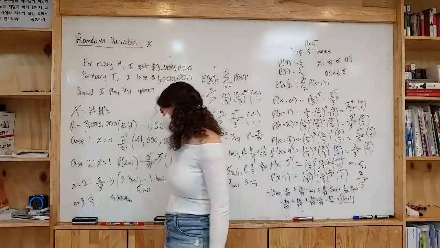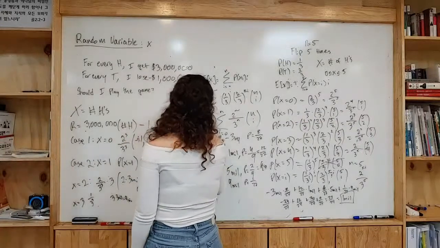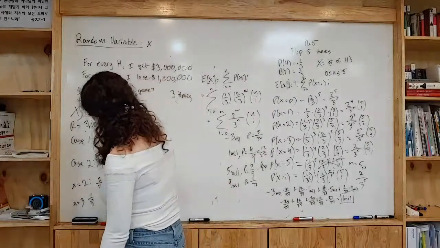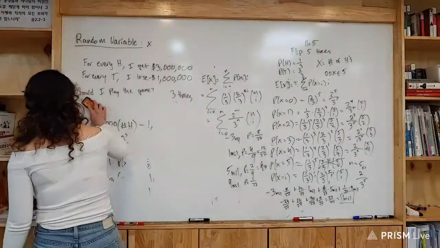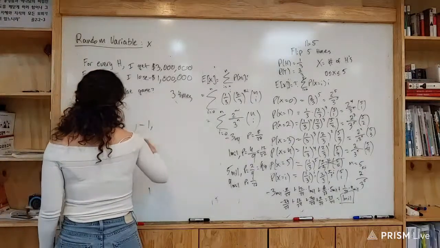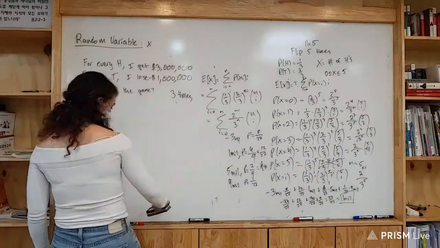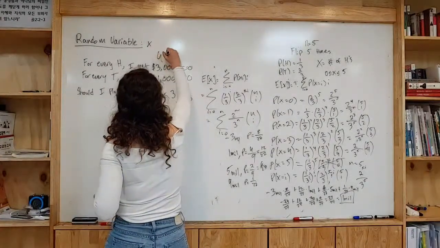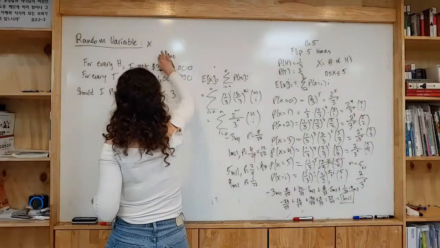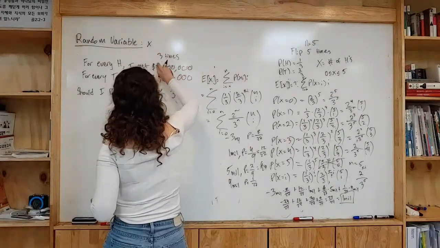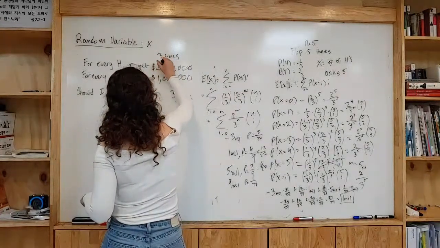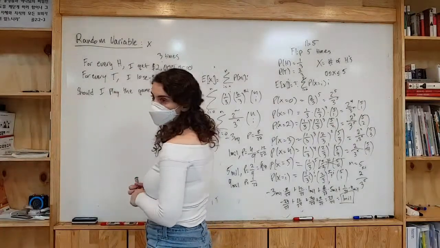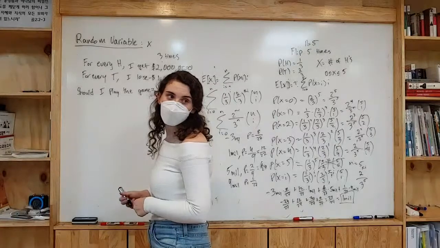Alright. So now, let's do a similar one. Now, let's say you still do it 3 times, but now you only get $2 million. Okay? I want you guys to try that. Okay?